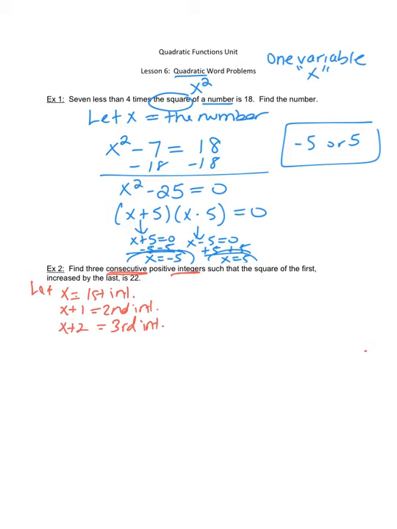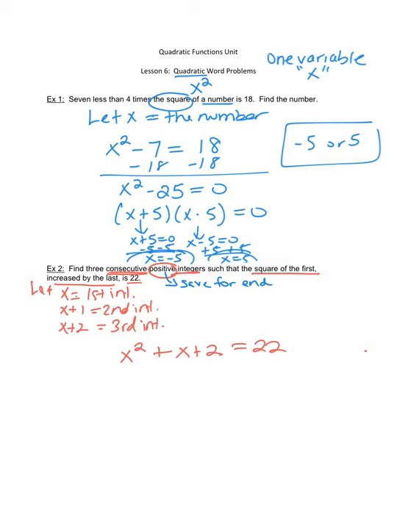Okay, I'm ignoring the word positive until the end. So I'm going to make a little note here that I'm going to save this. If it says positive or if it says negative, we're going to save it for the end of the problem. So it says such that the square of the first, so the first one was x, so x squared, increased by the last, so plus the last integer, x plus 2, is 22, equals 22. So my equation is not using the second integer, but that's okay.